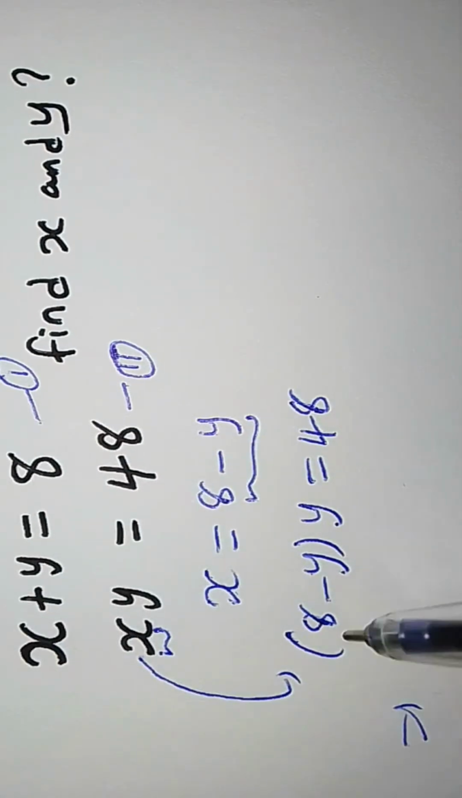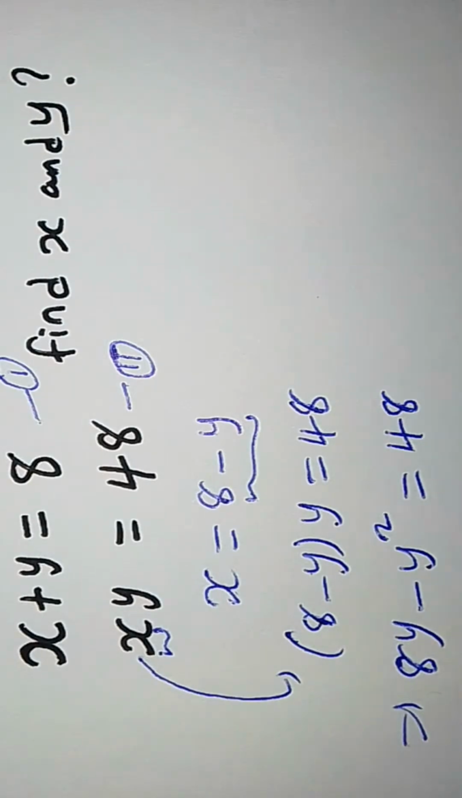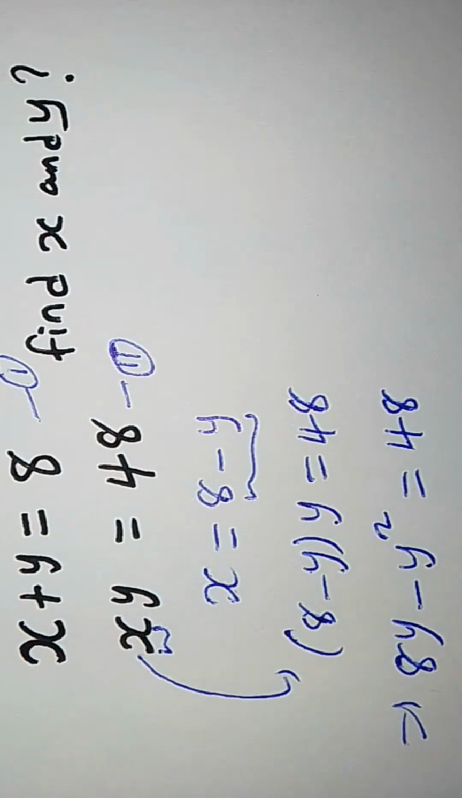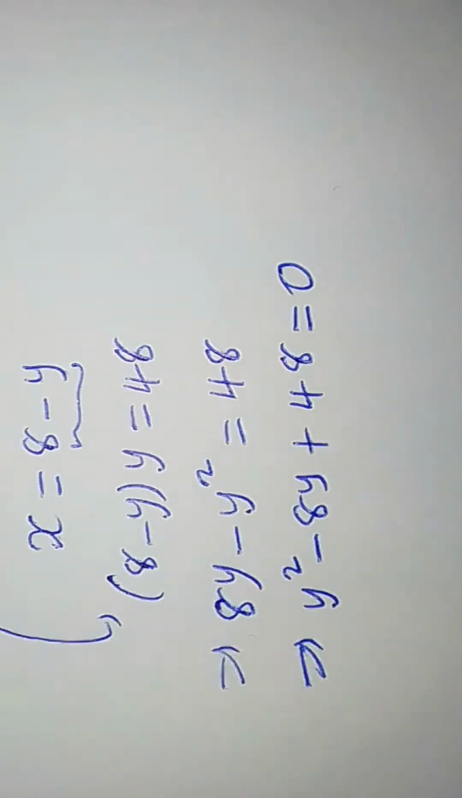This means that 8 times y, that is 8y, minus y times y, that is minus y squared, equal to 48. This means that y squared minus 8y plus 48 is equal to 0. This quadratic equation, we can solve it using the quadratic formula. And what does the quadratic formula say?